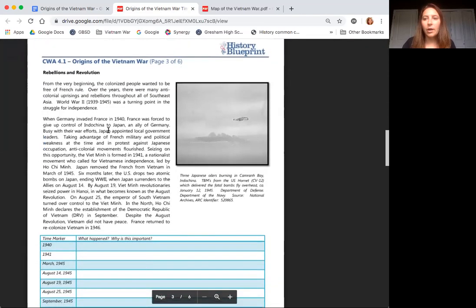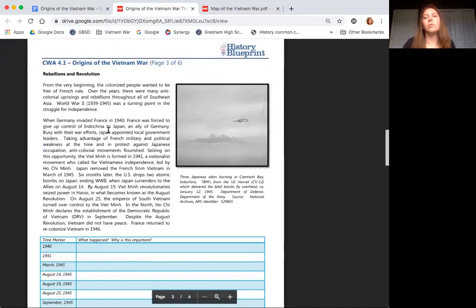Okay, and so this third page gets into then the first revolution against France. And what ended up happening is that because World War II was such a widespread war and France was occupied very quickly by Germany, it had to give up its control of Vietnam to Japan, which was an ally of Germany. And so Japan actually controlled Vietnam through the war. But we know Japan ends up losing the war and so had to give up its territory of Vietnam.